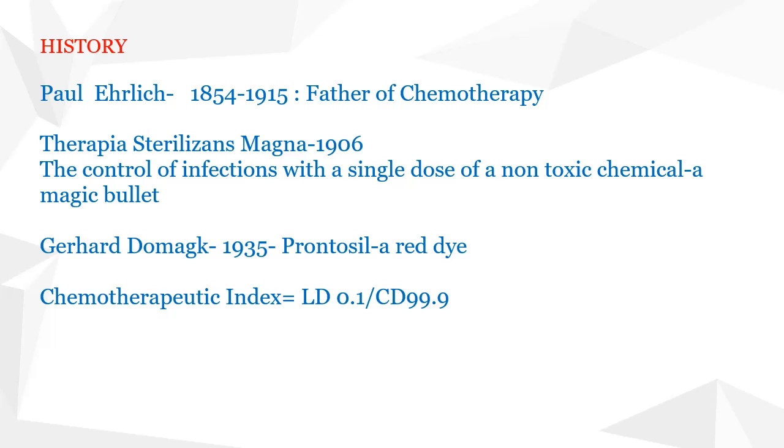There is one more term called chemotherapeutic index. Ehrlich believed that the anti-infective substances which were produced should have greater effect on the parasites and minimal effect on the host cell tissues. That is, it should be maximally parasitotropic and minimally organotropic.